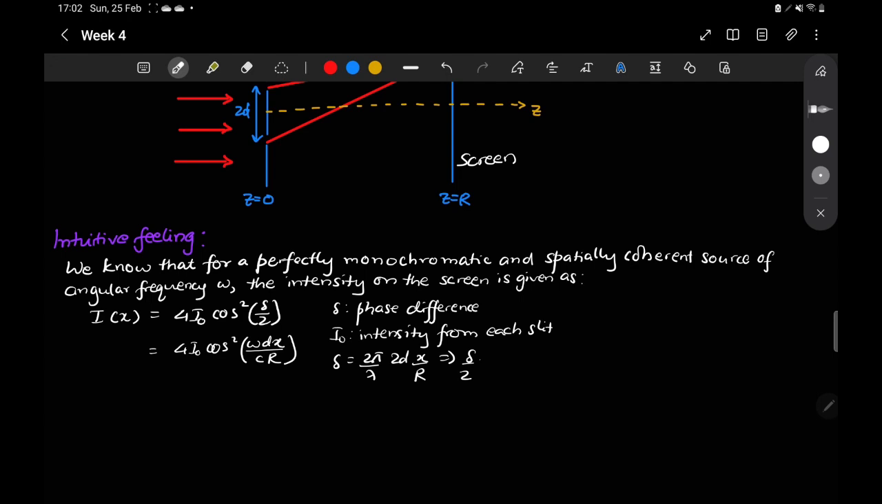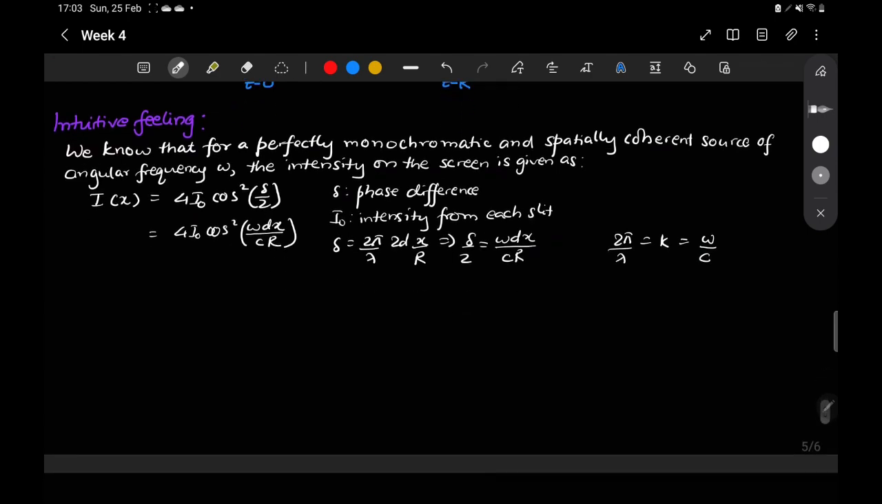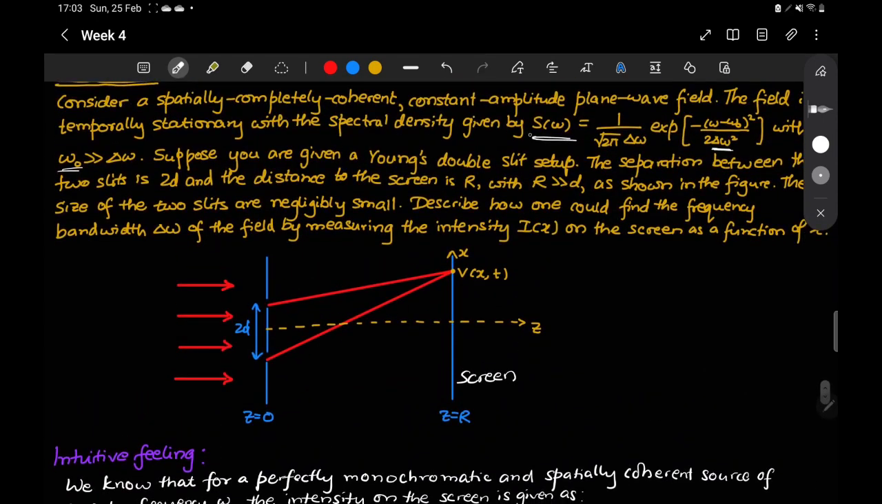So this gives delta over 2 equals k d x over R, where k is omega over c. And how do we get omega? That's because 2 pi by lambda equals k, which is omega over c. So now, this is for a particular frequency omega, and since we have different frequencies, the intensity contribution from each frequency will be governed by this spectral density S(omega).